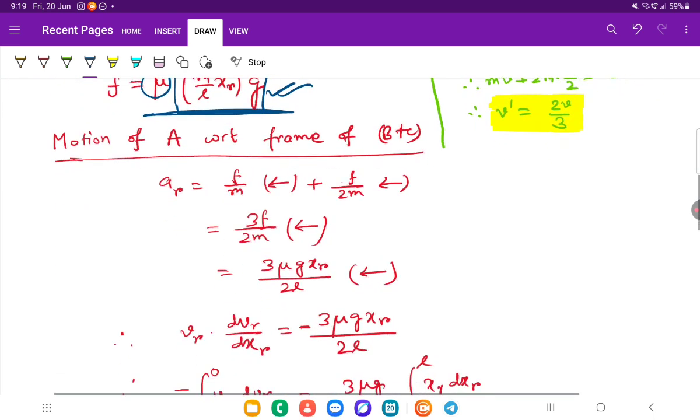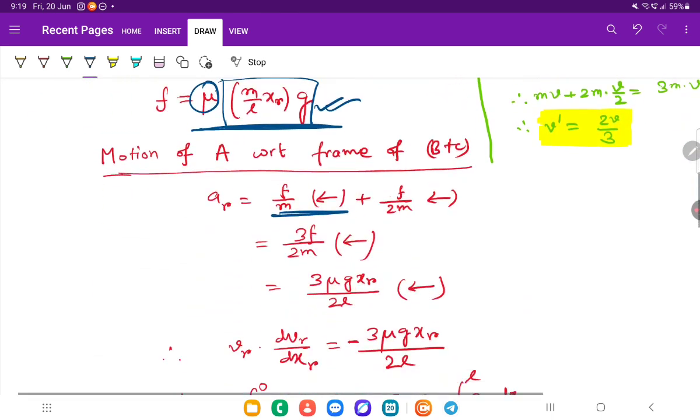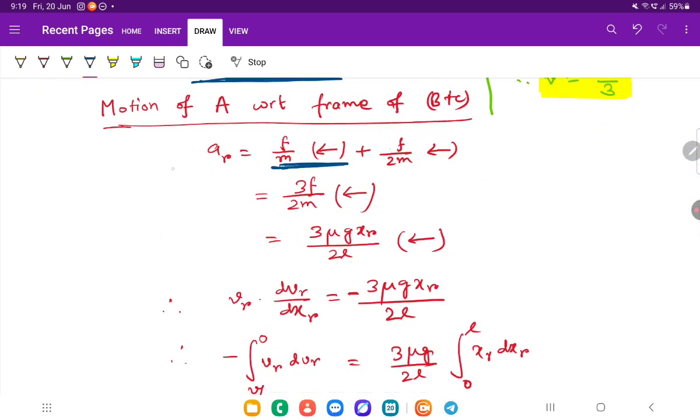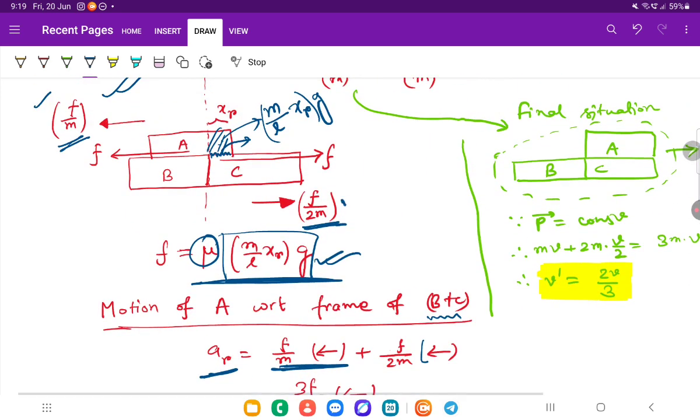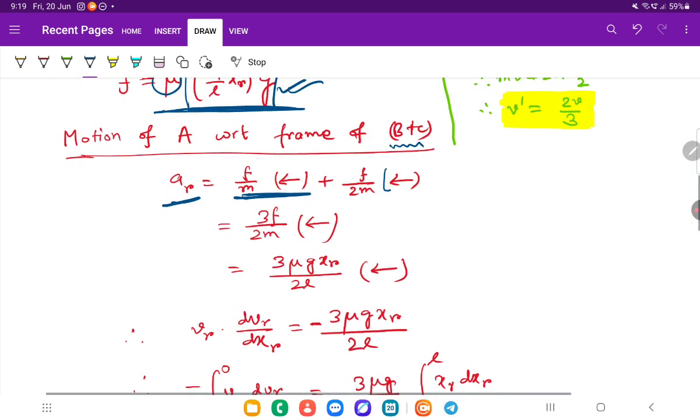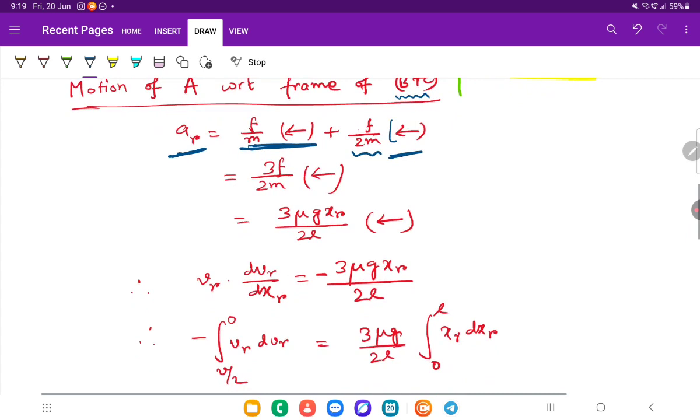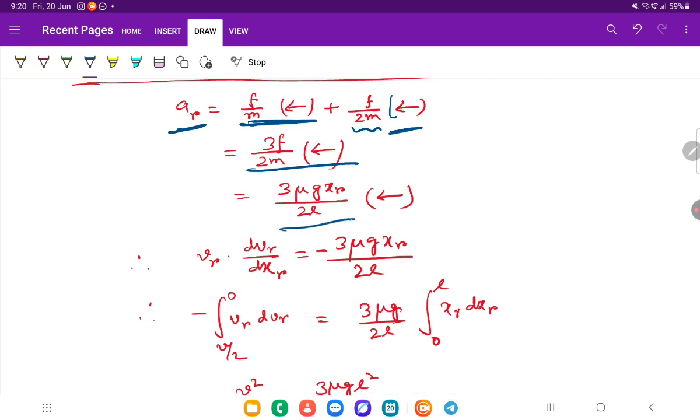So now we'll try to analyze the motion of A with respect to the frame of B plus C. Okay, so this was the acceleration of A, right? I have shown it here. Yes, this one was the acceleration of A in leftward direction. And as we are trying to find the relative acceleration, AR denotes the relative acceleration, right? So we'll just reverse the acceleration of B plus C and add it with A. So this one was the acceleration of B plus C in rightward direction. So we'll just add this much of acceleration in leftward direction to get a relative acceleration 3F upon 2m leftward. Putting the value of F, we'll get 3 mu g xr upon 2L leftward.